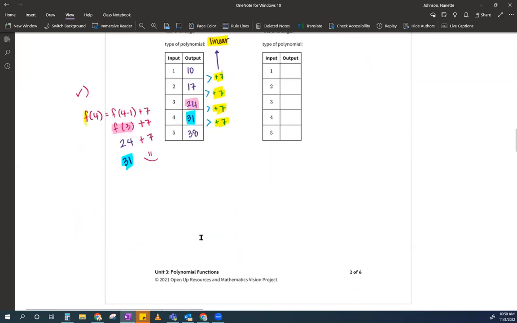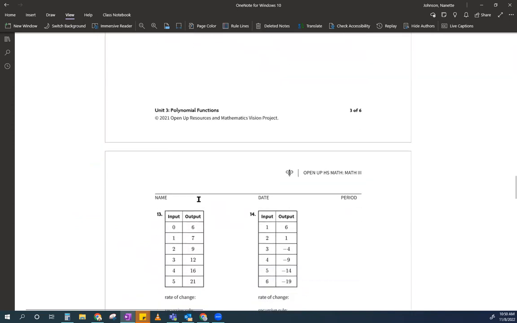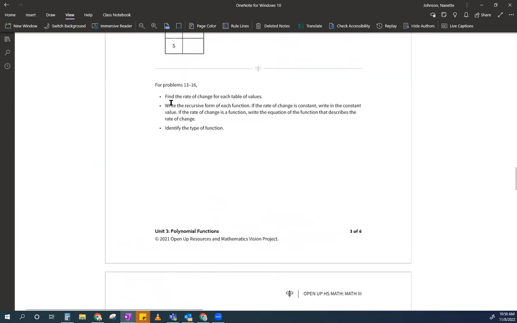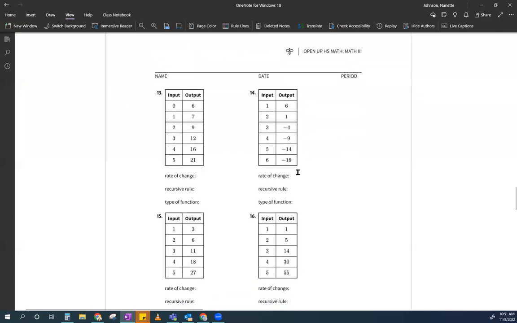Okay, so hopefully that makes sense. That's number 10. Someone else requested number 14, so I'm going to do that. Number 14, the directions are up here. One, find the rate of change. Two, write the recursive function. If the rate of change is constant, write the equation of the function. And then identify the type of function. So here, they want me to find these 3 things. I can do that real quick.